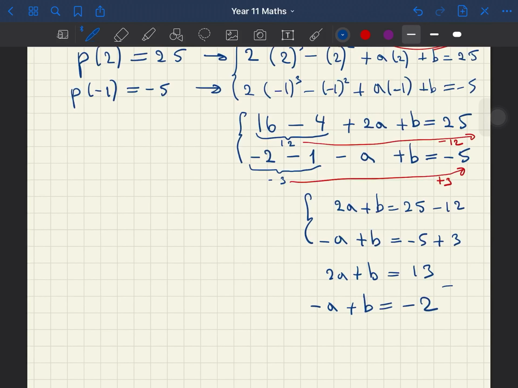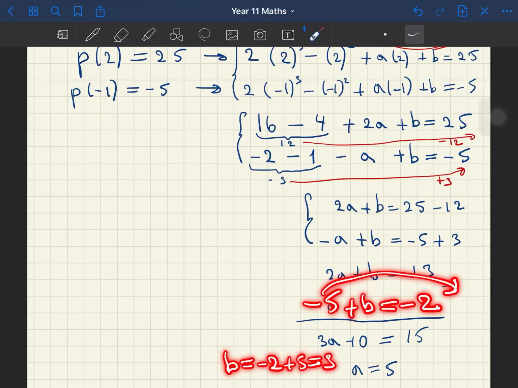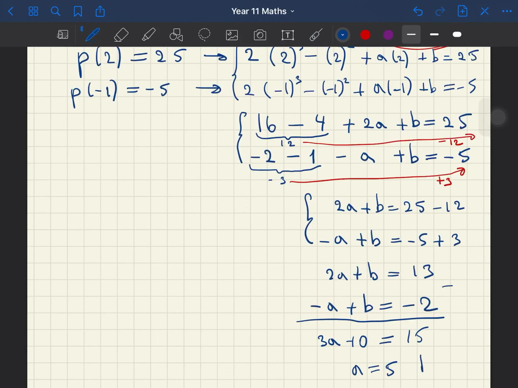Now we can subtract them from each other. We get 3a plus 0 equals 15. So a equals 5. And then minus 5 plus b equals minus 2, which means b equals minus 2 plus 5. So b equals 3. So a equals 5, b equals 3.